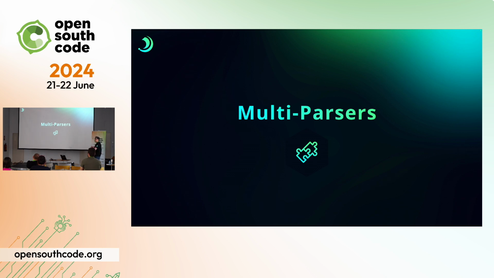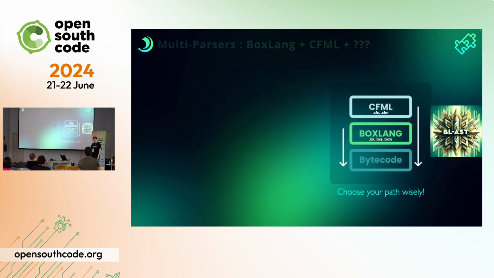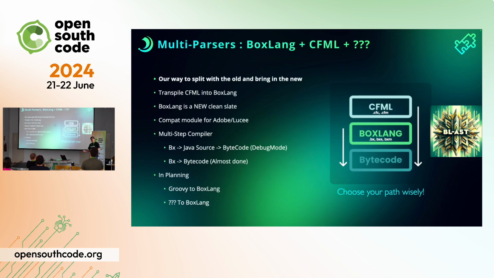This one was really important for us, and mostly because we built over 300 libraries in ColdFusion code, and we didn't want to lose that. So what we did is that when we designed BoxLang, we knew that we wanted to parse multiple languages. This was important. So we created a multi-parser approach that detects, depending on the file type, what type of language it is.